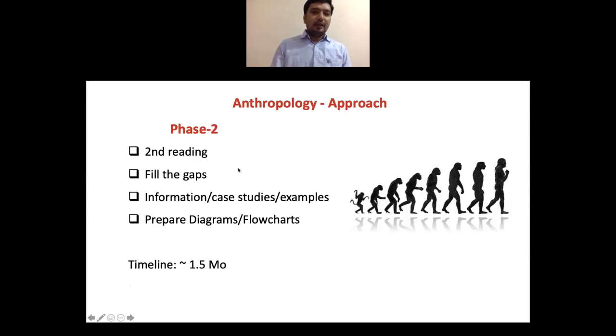Here you may identify a few gaps. So what do you do? Once you identify the gaps, you collect the information from various sources. As I was telling you in the first video, it could be online sources, YouTube sources, for example, where you collect the information and fill that gap. And in the process, make sure that you fill in the information, and also collect the case studies relevant to each and every area.